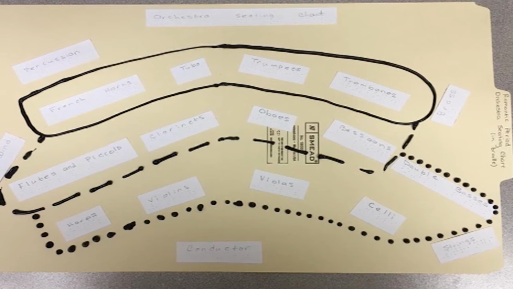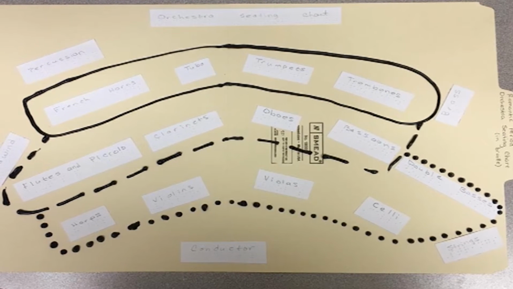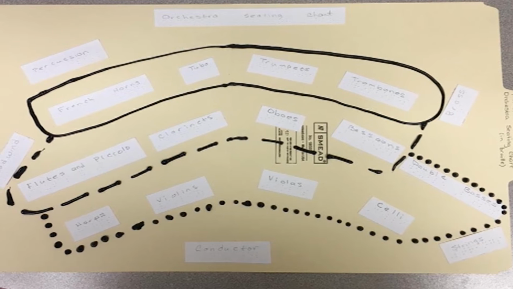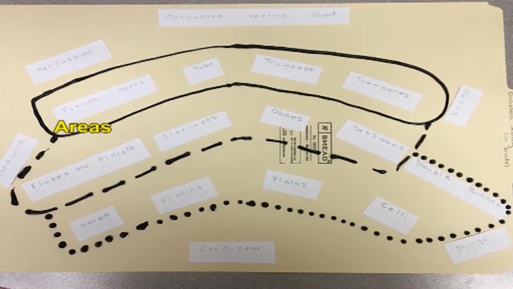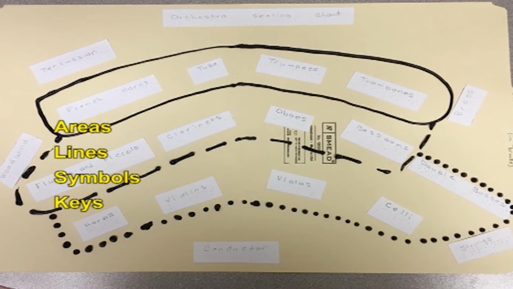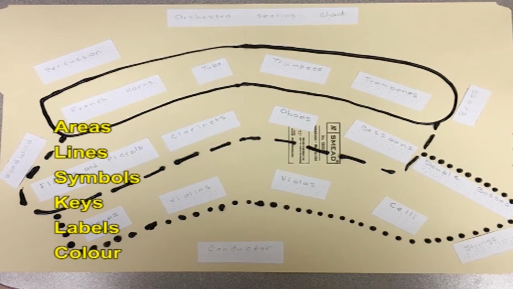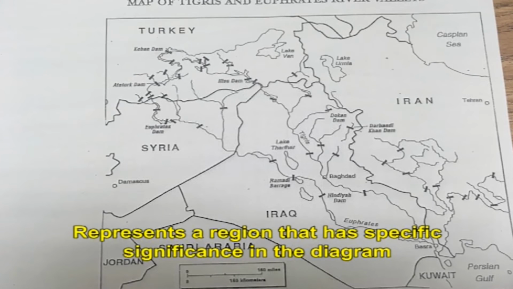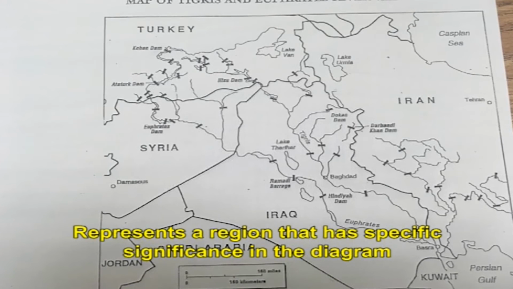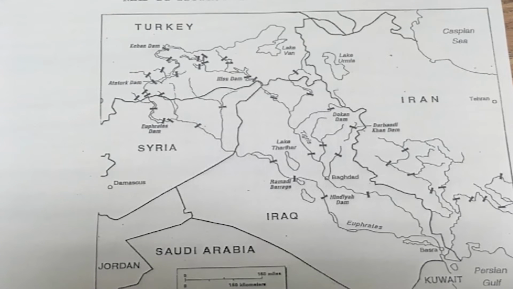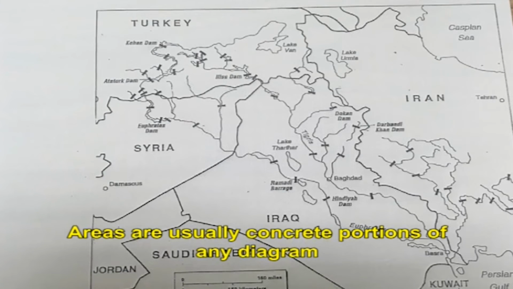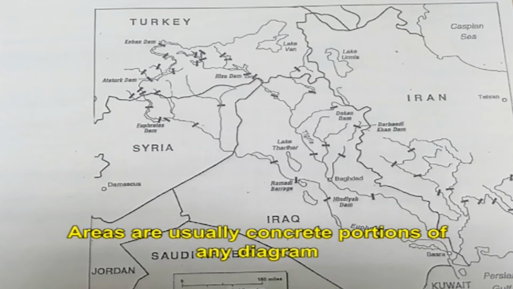This principle gives guidance regarding various properties of tactile graphic aids like areas, lines, symbols, keys, labels and their color. When we talk about areas of tactile graphics, it represents a region that has specific significance in the diagram. For this, we can consider the example of states or regions in a map, the layers of soil and rock classifications in a geological diagram. Areas are usually concrete portions of any diagram.